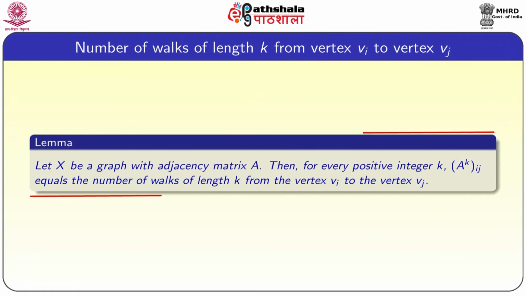Now, we are going to prove that the number of walks of length k from vertex Vi to vertex Vj is obtained from the ijth entry of A power k. So, the statement is: let X be a graph with adjacency matrix A, then for every positive integer k, the ijth entry of A power k is equal to the number of walks of length k from vertex Vi to vertex Vj.